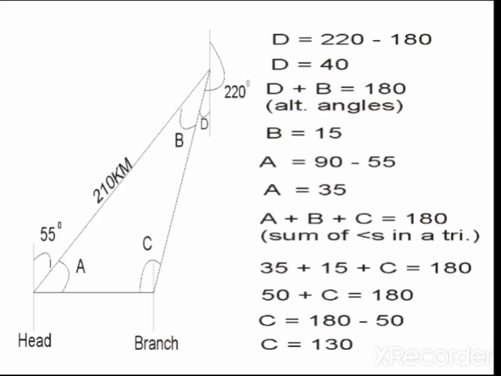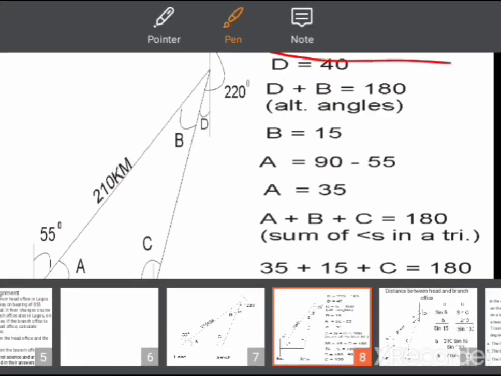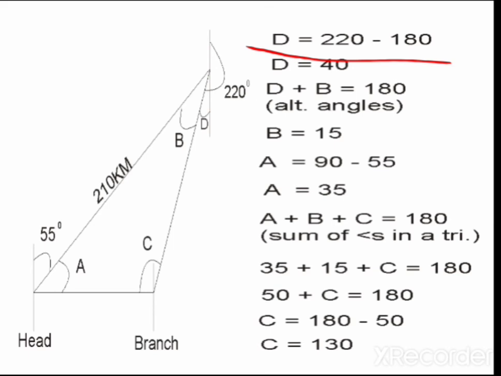So this is all we have done thus far. D is equal to 40 degrees, and I gave you the reason. Then B plus D is equal to 55 degrees, the reason being that they are alternate angles. So we solve for B, and we got our B as 15. Then A is equal to 90 minus 55, which is 35, and so forth.